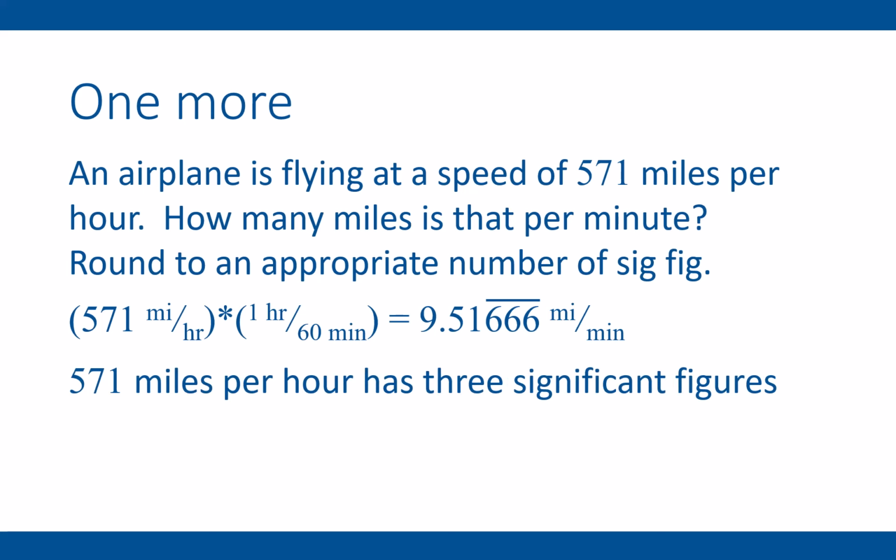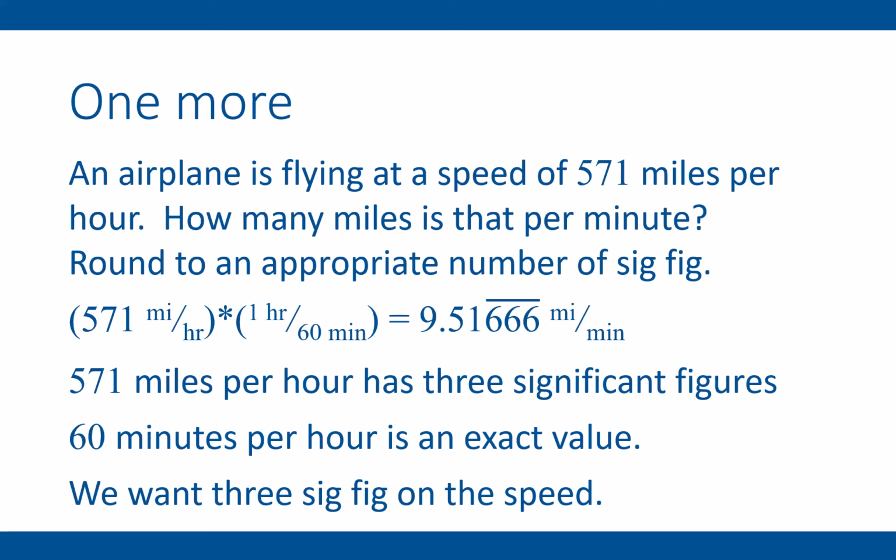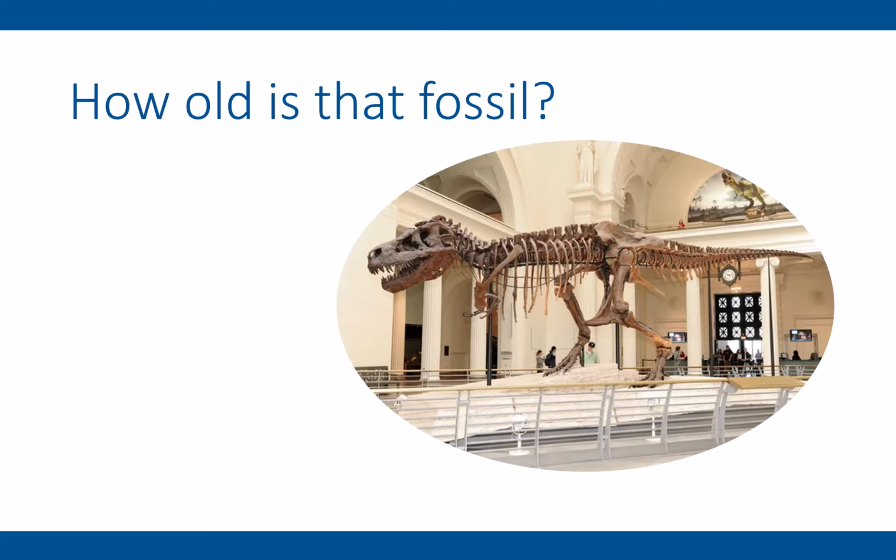The given speed has 3 significant figures. 60 minutes per hour is an exact value. Exact values have infinitely many significant figures, so the smaller number of significant figures is 3. This means we want 3 significant figures on our result. The speed of the plane is 9.52 miles per minute. Next, we consider addition and subtraction.